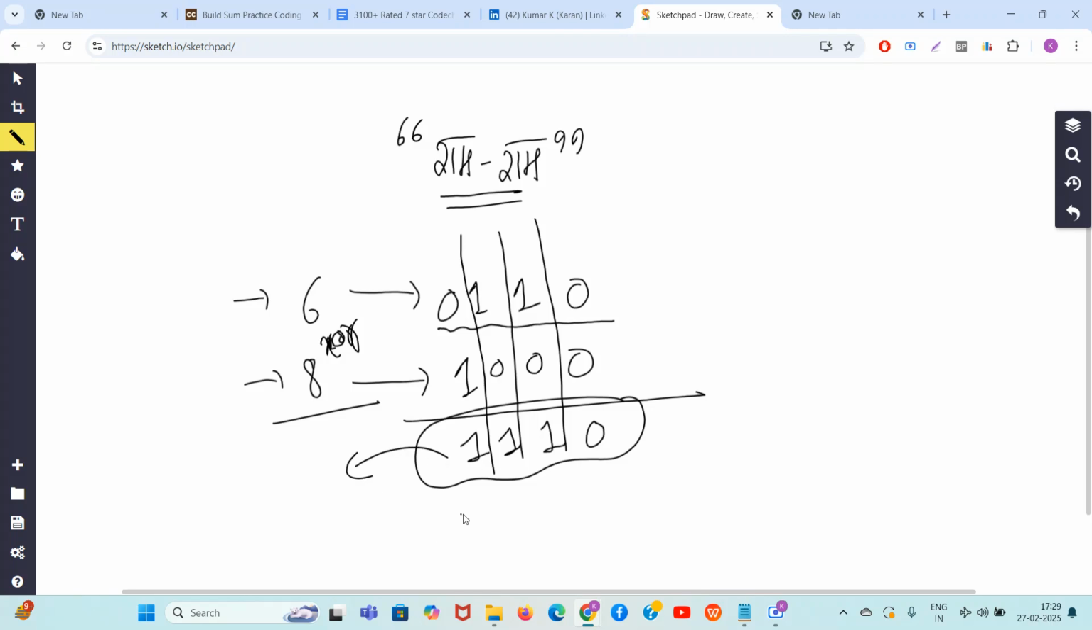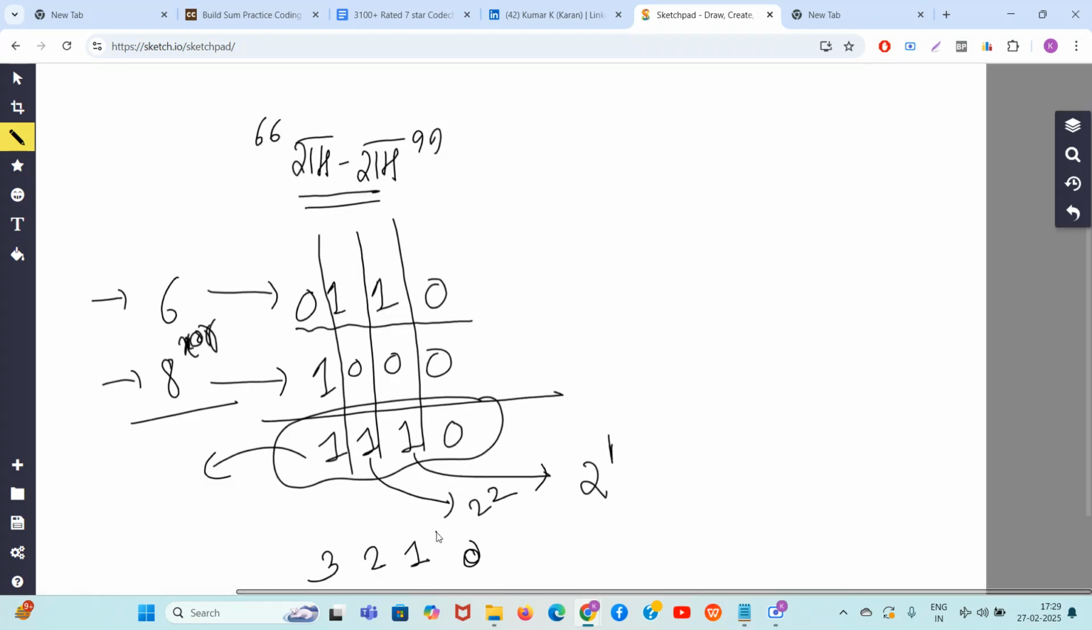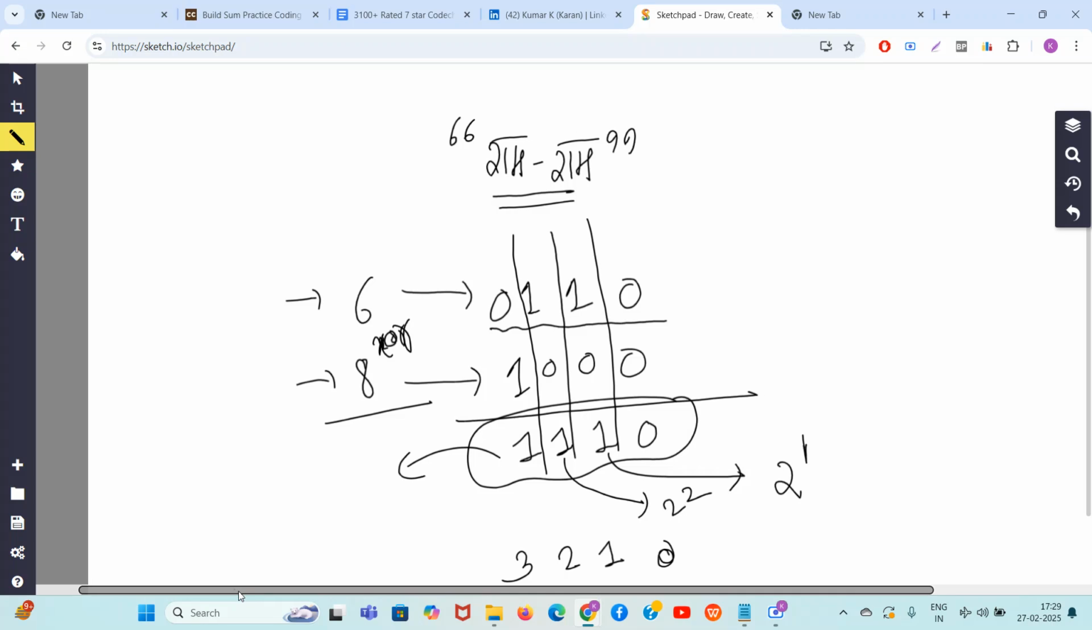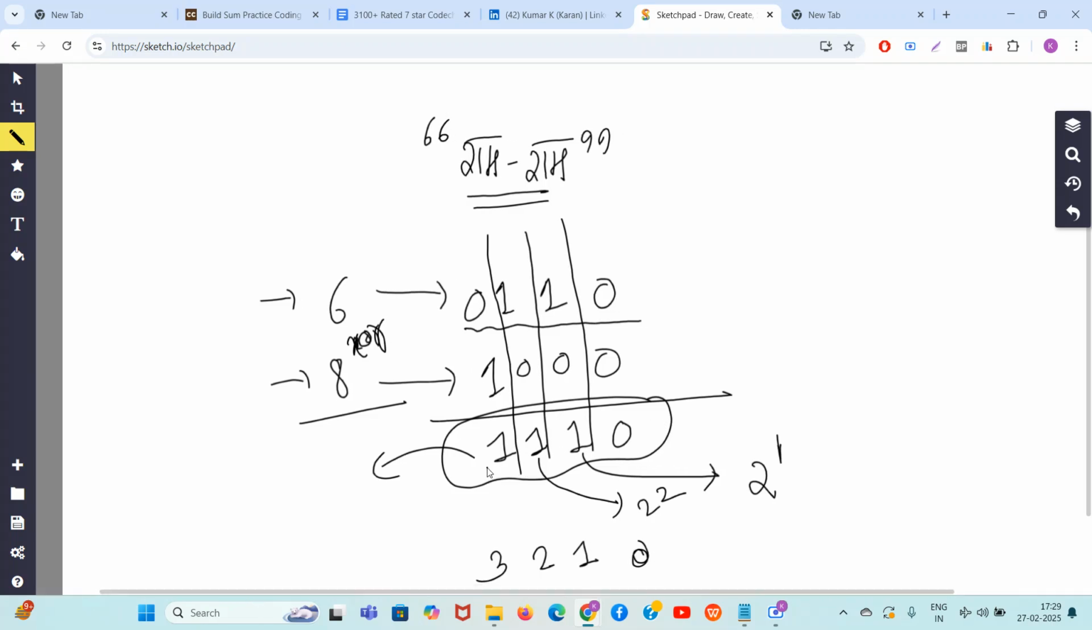Now 1110 you have to convert back to decimal to know the XOR of 6 and 8. So this is column number 0, column number 1, column number 2, column number 3. Whenever there is a 1 at column number 1, it contributes 2 raised to 1 to the answer. This contributes 2 raised to 2, and this is at column number 3, so that 1 is going to contribute 2 raised to 3. So the answer will be 2 raised to 1 plus 2 raised to 2 plus 2 raised to 3, which is 8 plus 4 plus 2, 14.